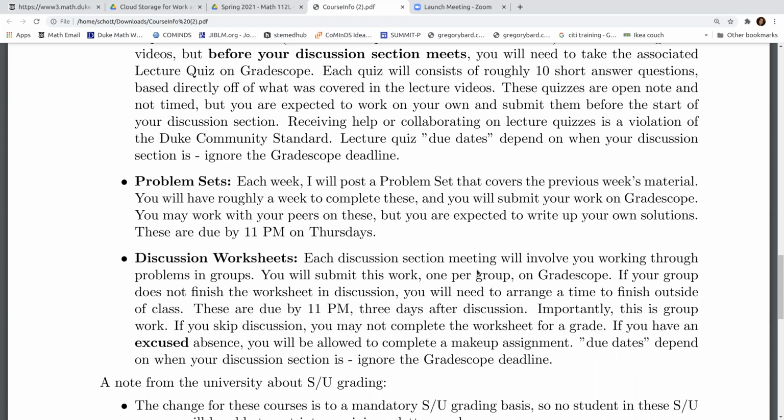It can come from the help room. It can come from going to office hours for any of the discussion instructors. So make sure to do that.